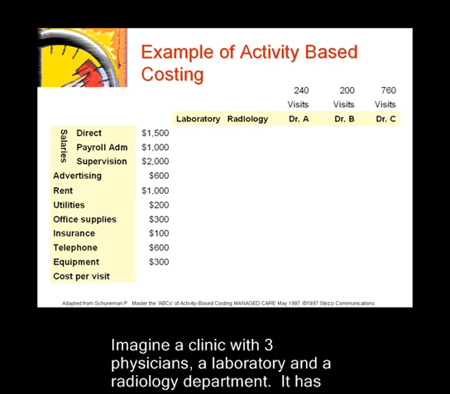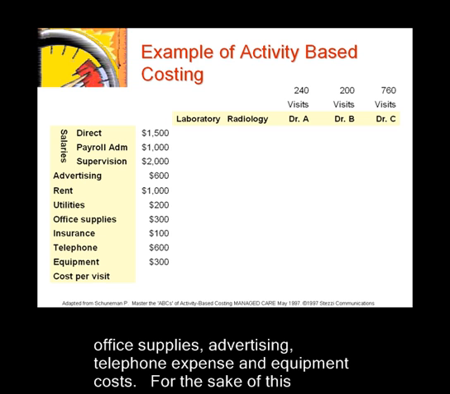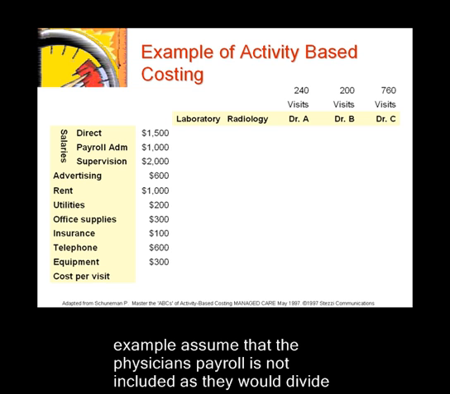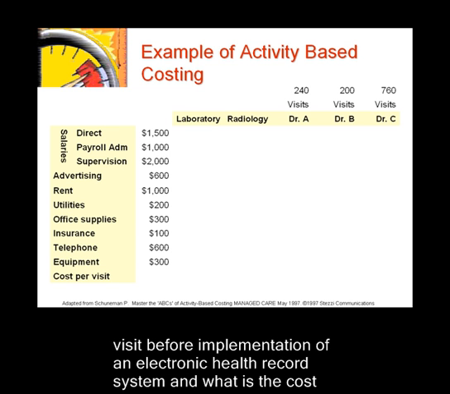Imagine a clinic with 3 physicians, a laboratory, and a radiology department. It has various costs. This view shows the cost per month for labor, rent, utilities, insurance, office supplies, advertising, telephone expense, and equipment costs. For the sake of this example, assume that the physician's payroll is not included, as they would divide the clinic's profit among themselves. The question to answer is, what is the cost per visit before implementation of an electronic health record system, and what is the cost after?